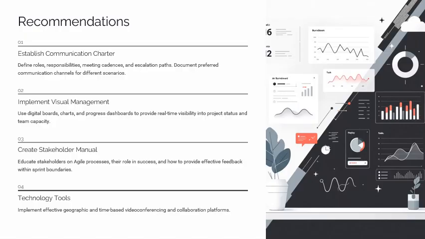The second one is to implement visual management. During the project, we can use digital boards, charts, and progress dashboards to provide real-time visibility of the project status and evolution. The third one is to create a stakeholder manual to educate the stakeholders on agile processes to avoid delays and rework. It is also important that they understand their role in success and how this can affect and impact the timeline of the project.